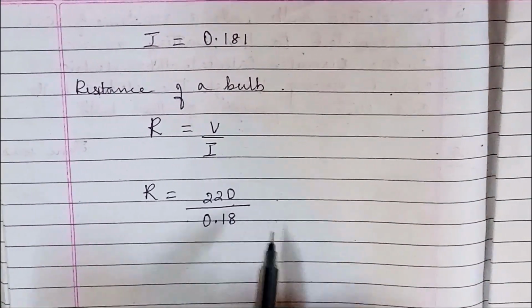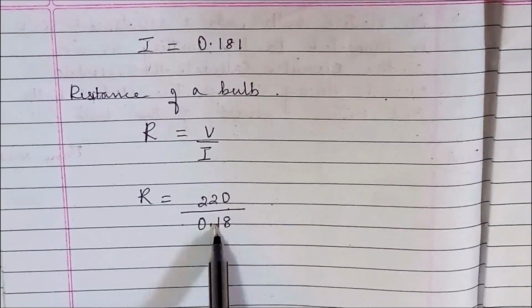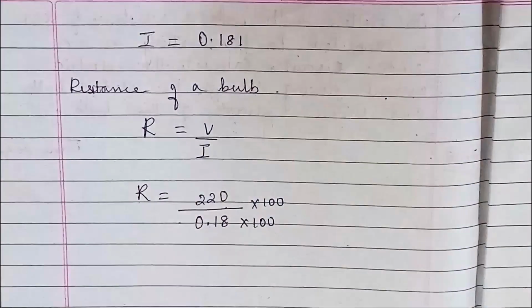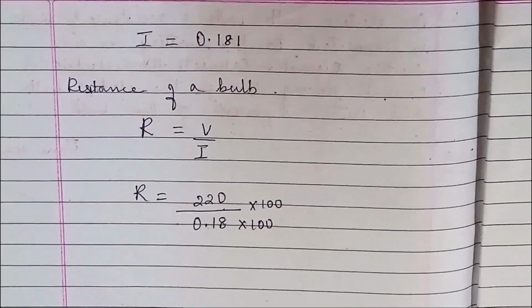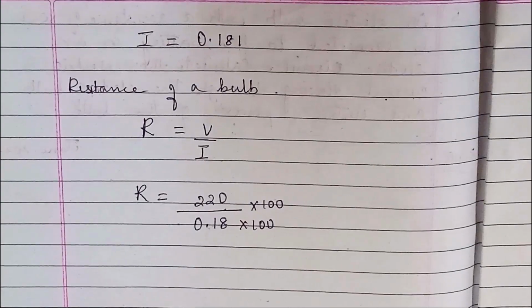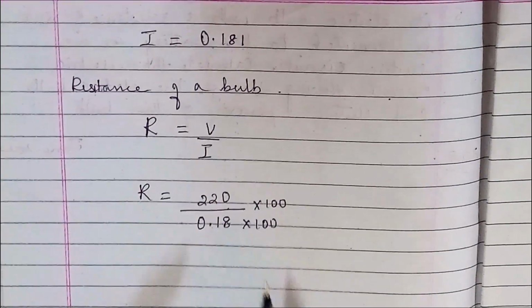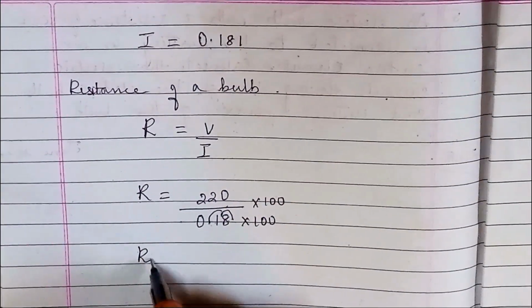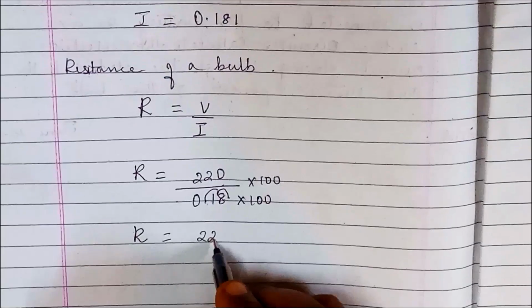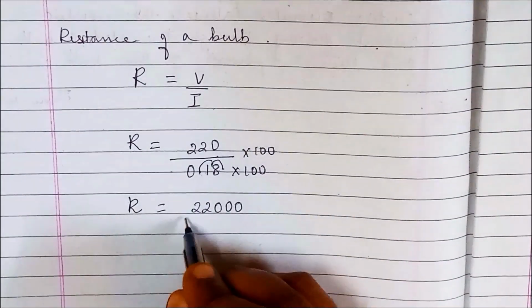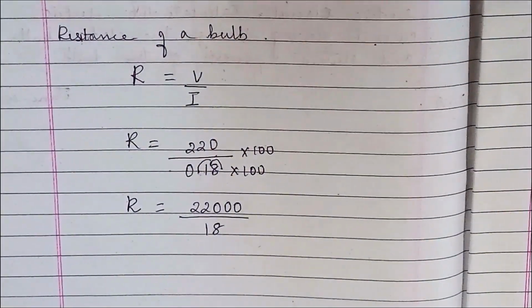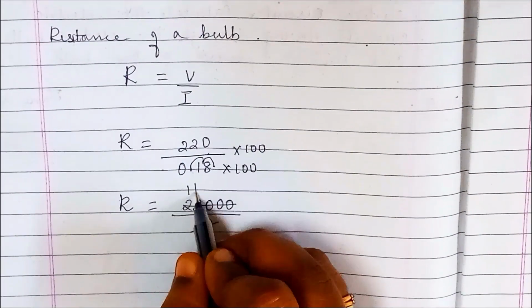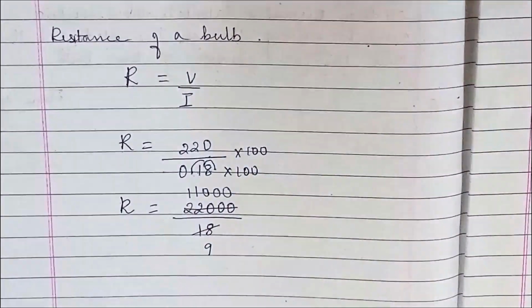So I'll be taking it as 0.18. Now, after the point, how many numbers are there? 2 numbers. So what you have to do is multiply the numerator and denominator by 100. As I already told you, whenever you multiply the number, the point gets shifted towards the right-hand side. 2 zeros are there. So R is equal to 220 followed by 2 zeros, divided by 18. Try to cancel by the 2 table: 2 9s are 18, 2 1s are 2, 2 1s are 2, 3 zeros as it is.